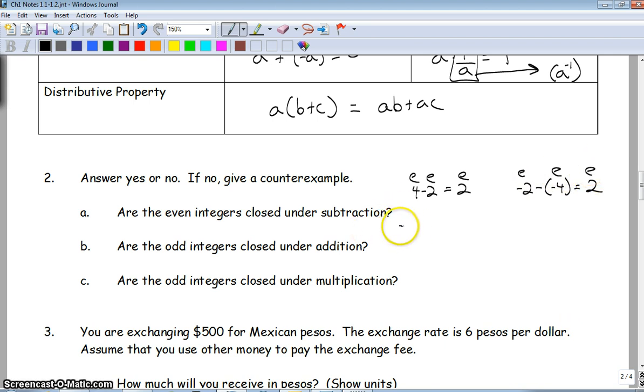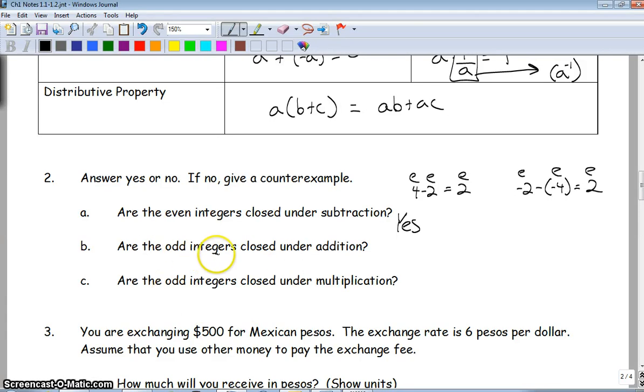Are they closed under subtraction? Yes, they are. It's closed because when you get any two even numbers and subtract them, you will get another even number. That's what closure is. I tell you what numbers to use, you check them, and then if you get the same thing out that you put in, it's closed.